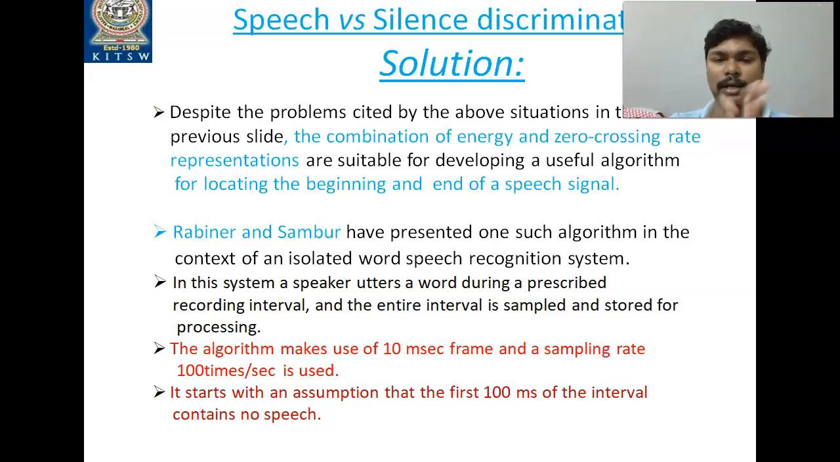After completing the first 100 milliseconds of the interval, we are able to locate the beginning of the speech and similarly the end of a speech utterance. This is a very important algorithm we need to identify. The problems that we have seen in the previous slide can be eradicated with the solution of this algorithm, so that we can easily locate the beginning and end of a speech signal.